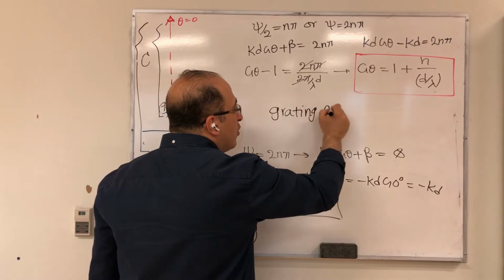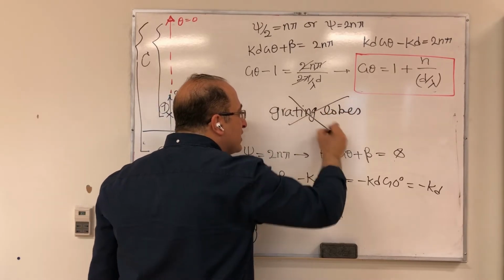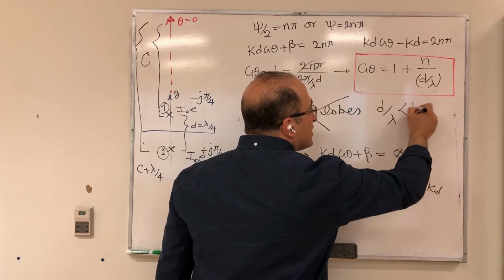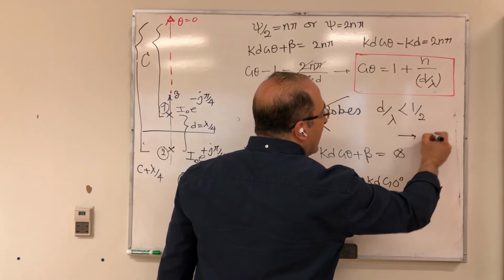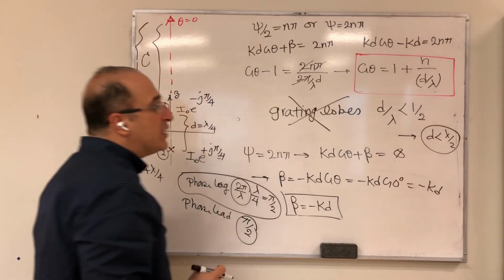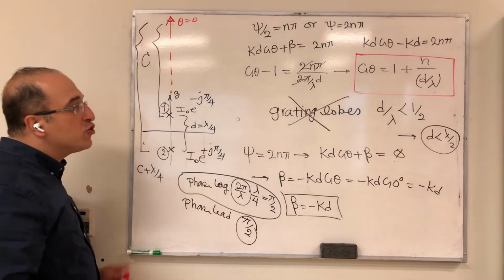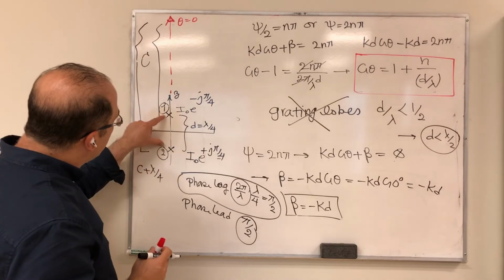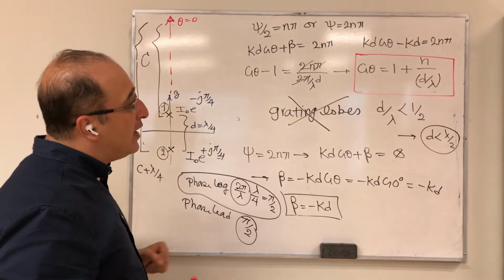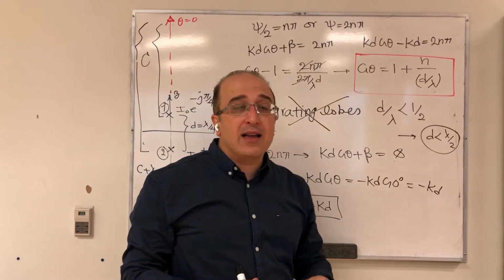So based on this, I can say that to have no grating lobes, if you don't want to have grating lobes for this example, then d divided by lambda should be smaller than half. That means d needs to be smaller than half a wavelength. So the separation between the elements should be smaller than half a wavelength. For example, d is lambda divided by 4. That's okay. So this is d smaller than half a wavelength.